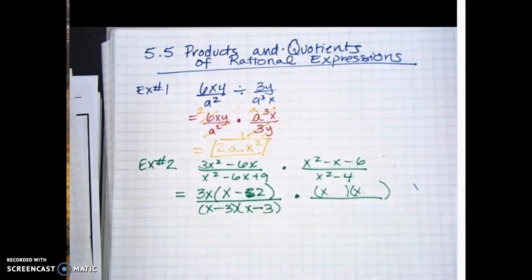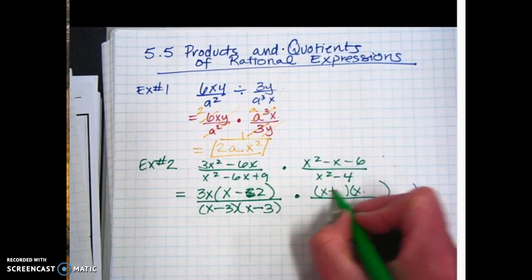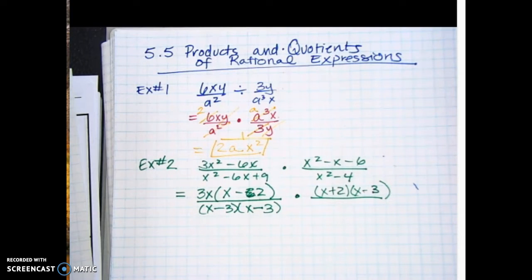And then what two numbers are going to multiply to get negative 6, but add or subtract to get negative 1? 2 and negative 3. So plus 2 minus 3. Okay? And now let's factor that denominator.